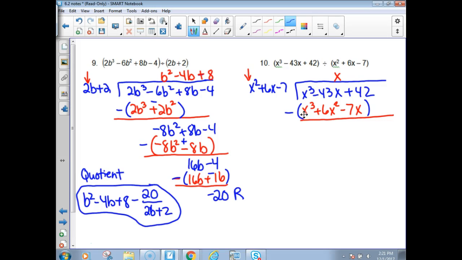So the x cubes wipe out. Wait a minute, we got to subtract 6x squared. Is there anything to subtract it from? That means you got to bring it down. So it's minus 6x squared. Then I have the negative 43x, and I am going to be subtracting negative 7x, which I have to change to add 7x. So I got negative 43x plus 7x, which is negative 36x. And then I bring down that 42.